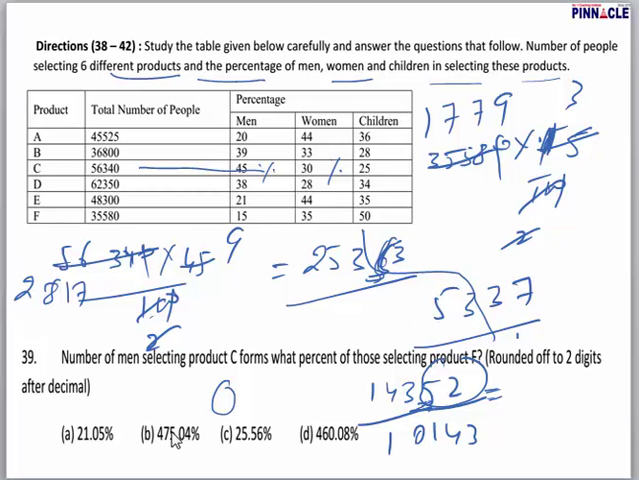Less than 500. This answer should be B. How close are the answers? This is close to D, but you have to take a call. Otherwise you calculate perfectly, but it is your judgment how you will solve.